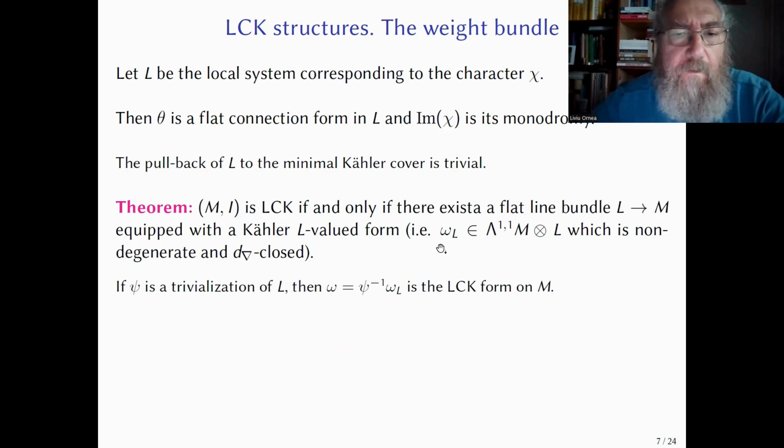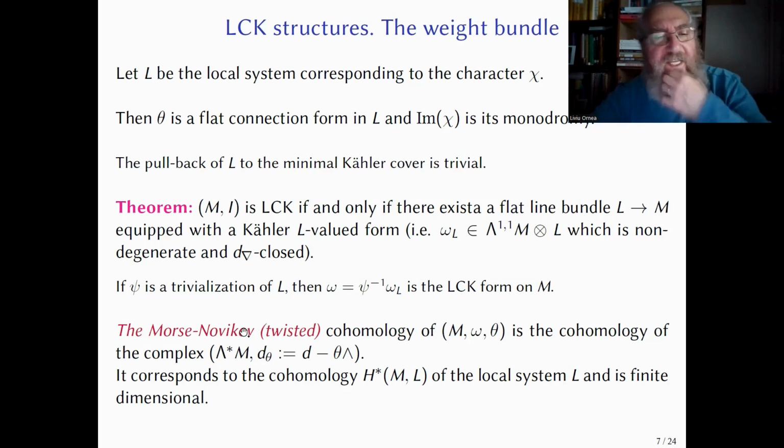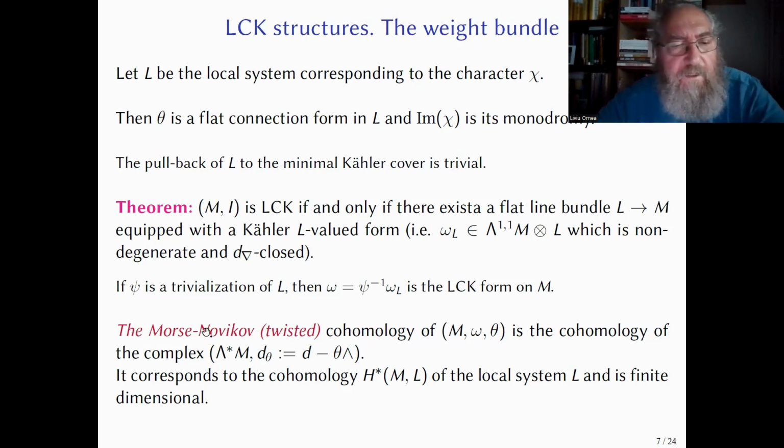Also, this bundle is very useful to introduce the so-called twisted cohomology, Morse-Novikov cohomology, whatever. The topologists hate me for this Morse-Novikov because they say that it's not Morse-Novikov cohomology, that it's trivial to associate Morse-Novikov cohomology to a global closed form. But a lot of people call it like this. Others call it Lichnerowicz cohomology or twisted, just twisted.